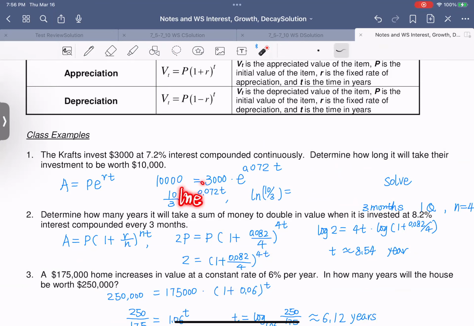Ln of e is 1. You put this in front. So this equals 0.072 T. Make sense? And T is going to equal ln of 10 over 3 divided by 0.072. Okay? Does that make sense? And then you can use your calculator to solve.